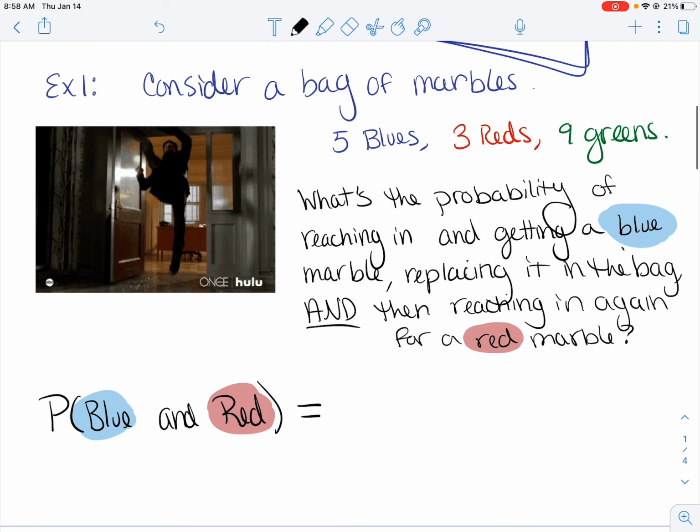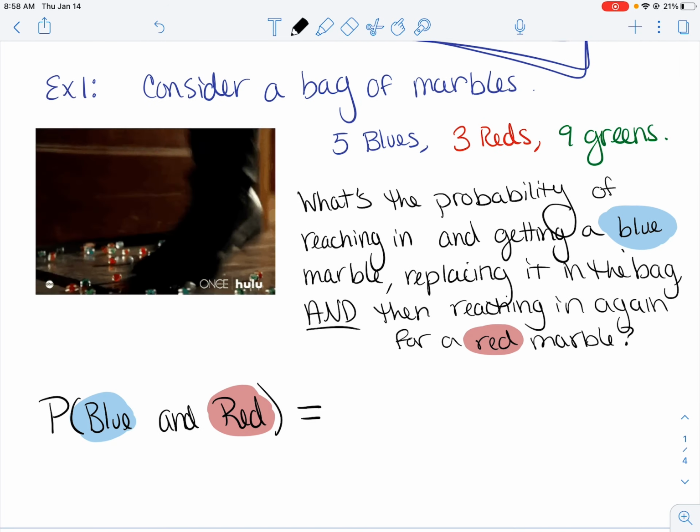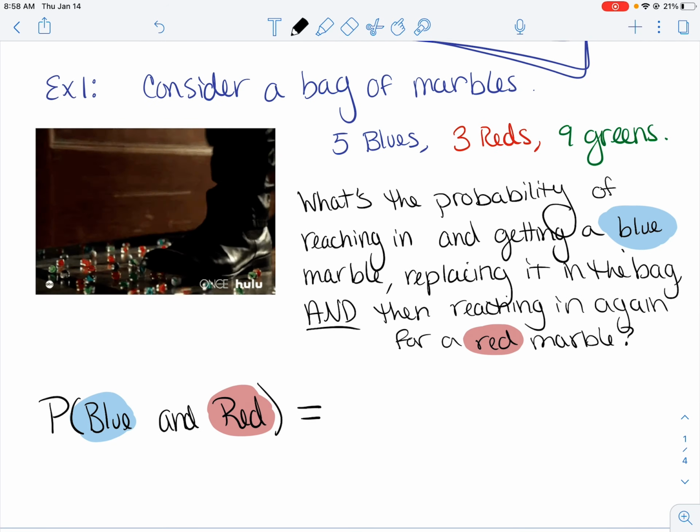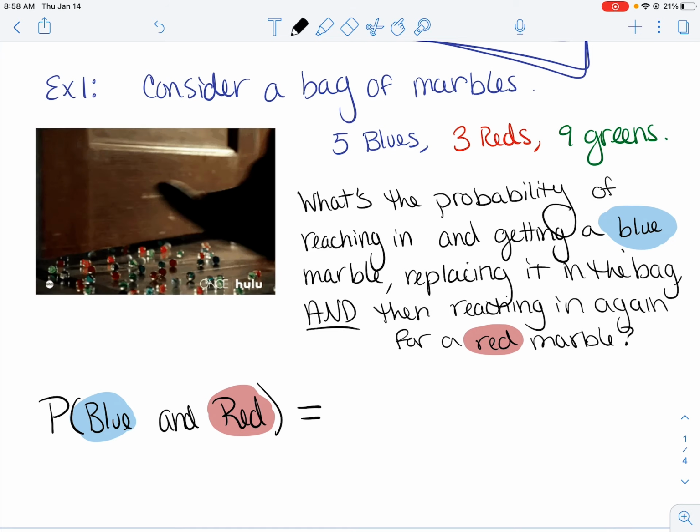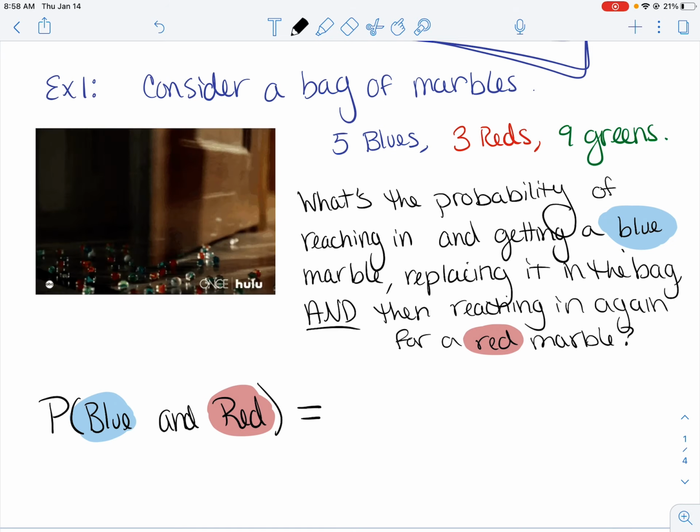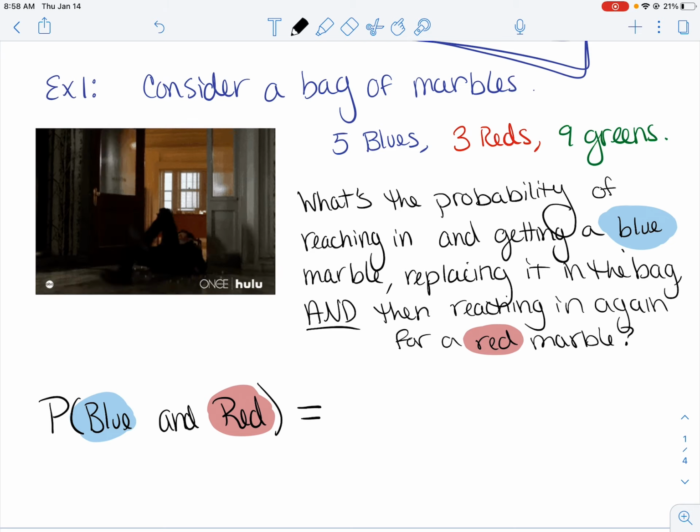So let's check out an example and see if we can figure out what's the difference between independent and dependent variables. So just have a little clip here, the guy slipping on some marbles. Bonus points if you can figure out what that's from.